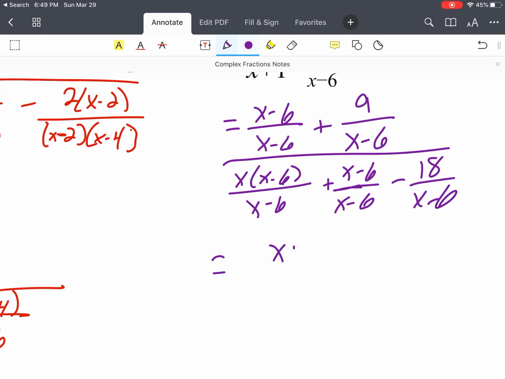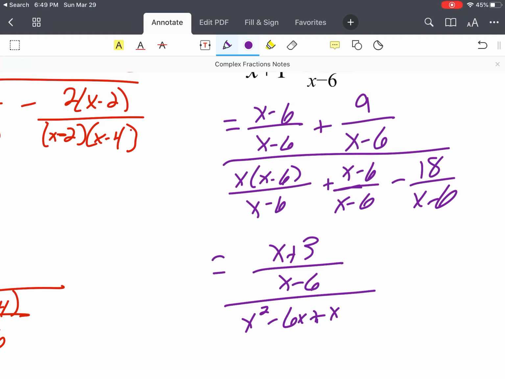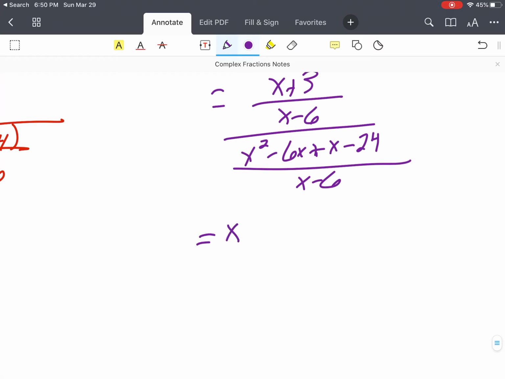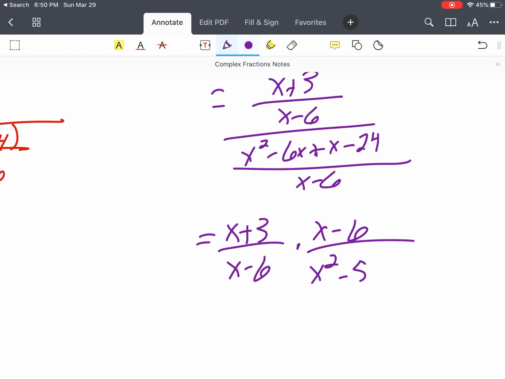So let's combine everything together that we can, distribute if we can. So this is going to be x plus 3 over x minus 6 all over x squared minus 6x plus x minus 24. Yep. All over x minus 6. Okay. Leave change flip now that I've got a common denominator on top and a common denominator on bottom. Now remember, it doesn't have to be the same, although in all these examples it has been. Combining like terms down here, this is what I get.